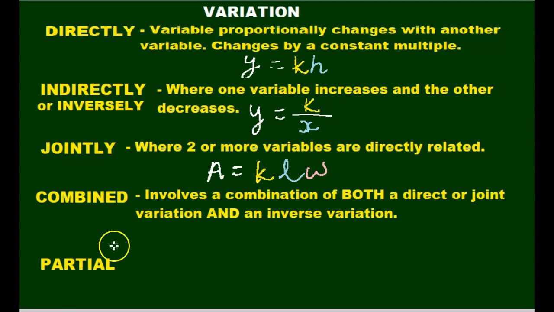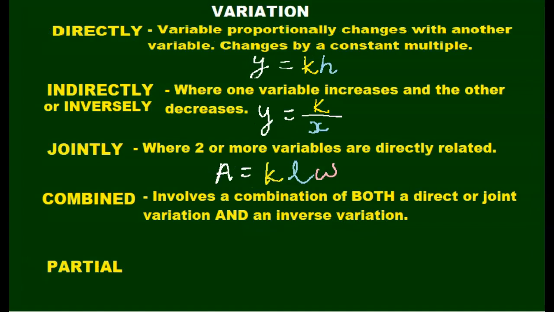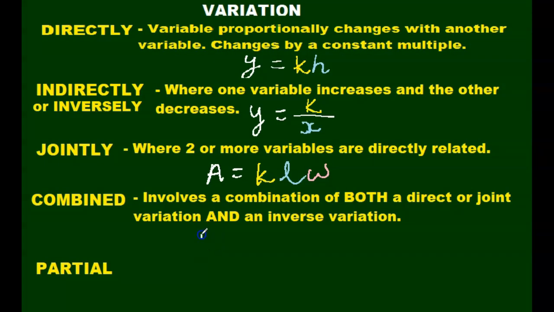A combined variation involves a combination of both a direct or joint variation and an inverse variation. An example of combined variation would be, say, the amount of fuel you use varying according to the speed of your vehicle and the distance you travel. So the faster you drive and or the longer you drive, the less fuel you have. A generic equation would look something like Y equals KWZ over X. So you have your joint variation as well as your inverse variation in your formula.